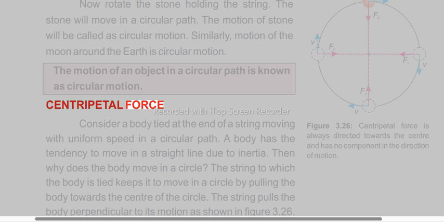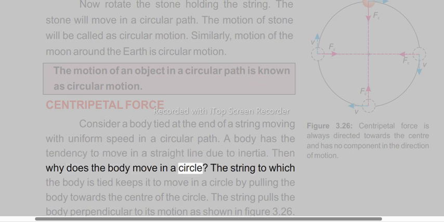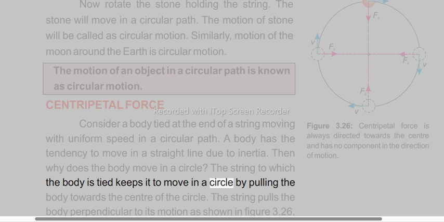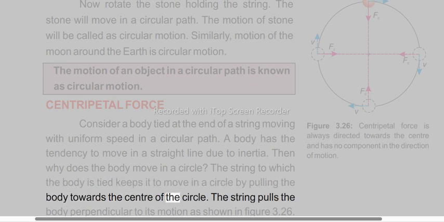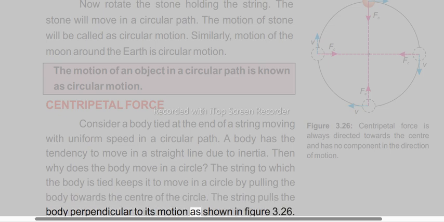Centripetal force. Consider a body tied at the end of a string moving with uniform speed in a circular path. A body has the tendency to move in a straight line due to inertia. Then why does the body move in a circle? The string to which the body is tied keeps it moving in a circle by pulling the body towards the center of the circle. The string pulls the body perpendicular to its motion as shown in figure 3.26.